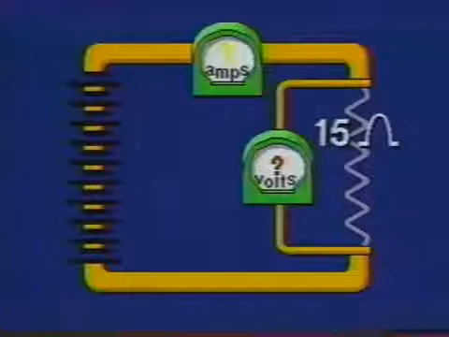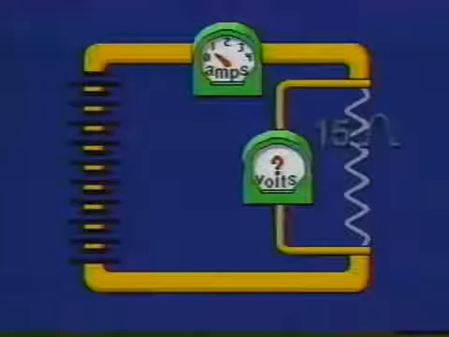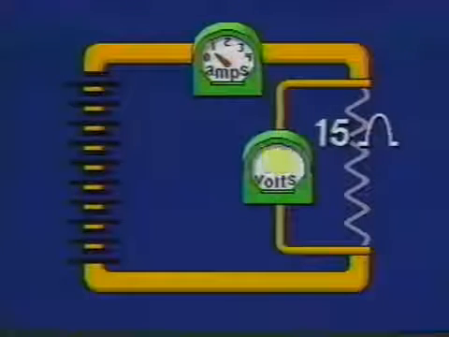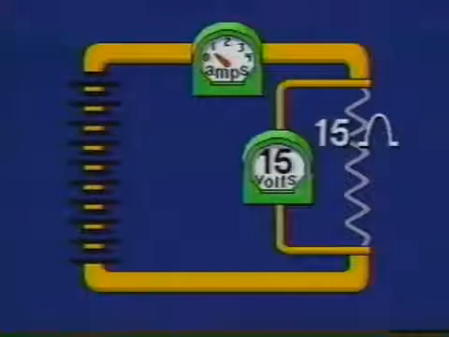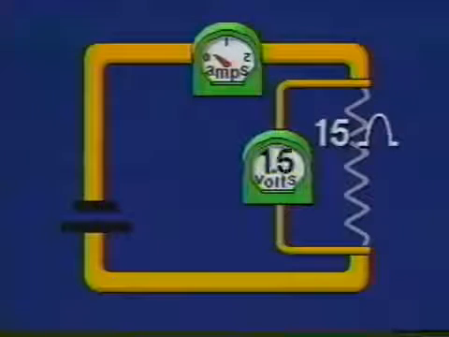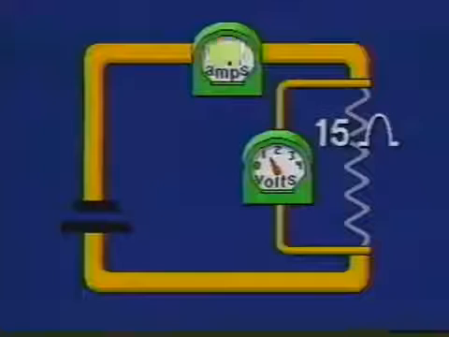To get a current of 1 ampere to flow through a 15 ohm resistor will take a potential difference of 15 volts. In a circuit with a potential difference of only 1.5 volts, the current will be 0.1 amperes.